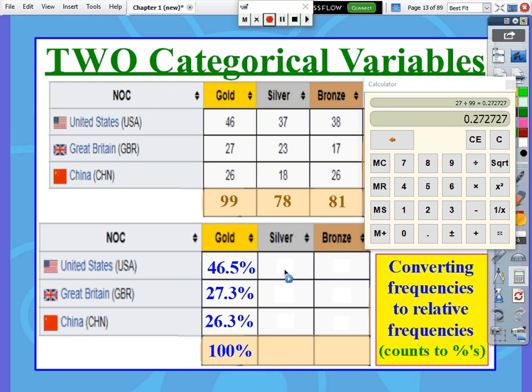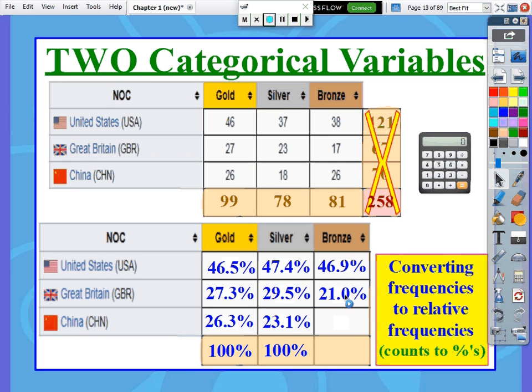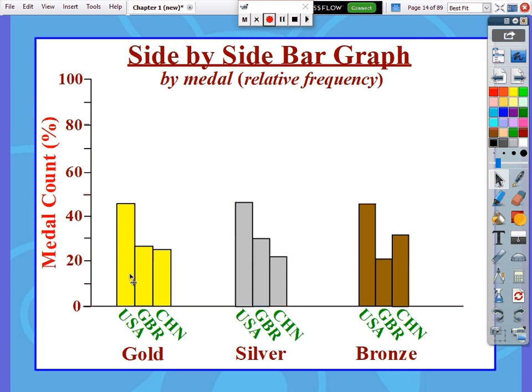And then if I break down the silver medals by country, well, the United States had 47.4% of silver medals. Great Britain had 29.5%, and China had 23.1%. And again, I should get 100% of all silver medals tallied here, just out of the top 3 countries. And then for bronze, here's all the bronze values. So now I could take those percentages and redo my graph. And I could say, here's my medal count by percent, or you could even write by relative frequency, so that I would know that all these numbers really aren't counts anymore, but they're now percentages.